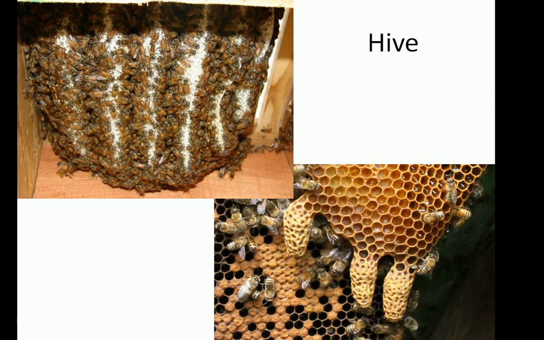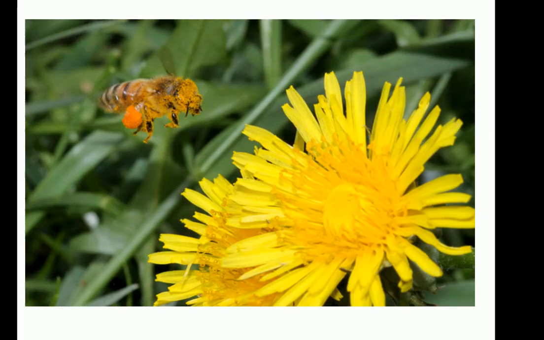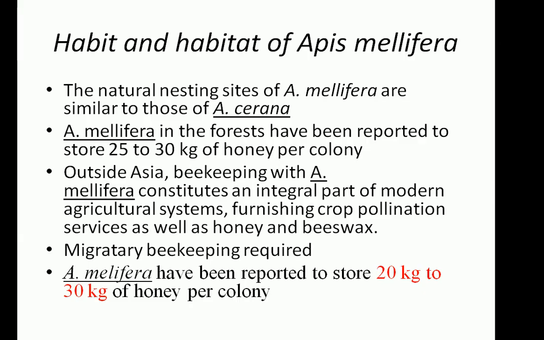This is a pollinator, Apis mellifera. The natural nesting site of Apis mellifera is similar to that of Apis cerana. Apis mellifera has been reported to yield about 25 to 30 kg of honey per colony, and outside Asia, Apis mellifera is a very integral part of pollination. It is helpful for crop pollination as well as the production of honey and beeswax.